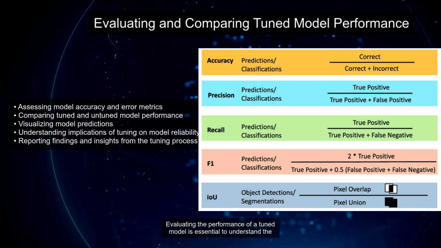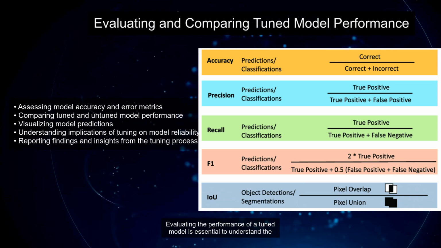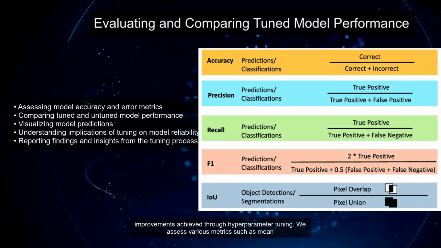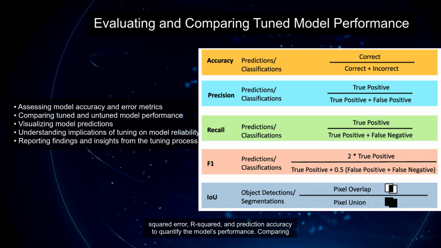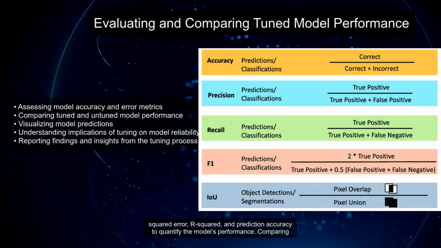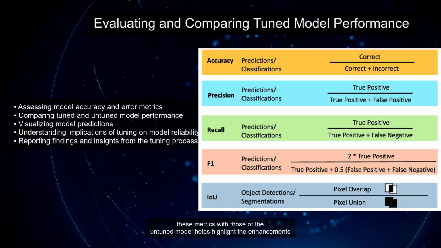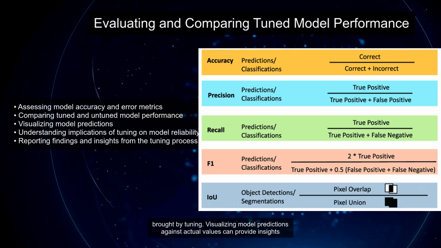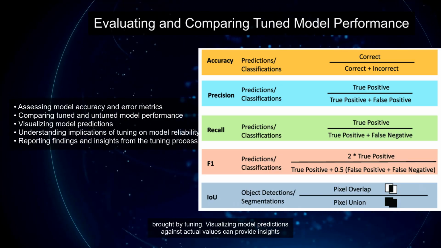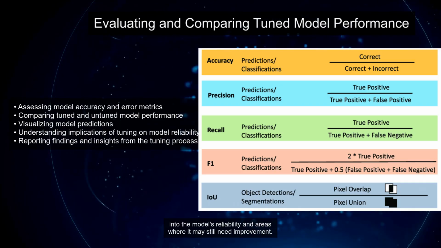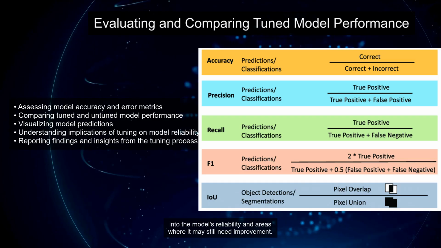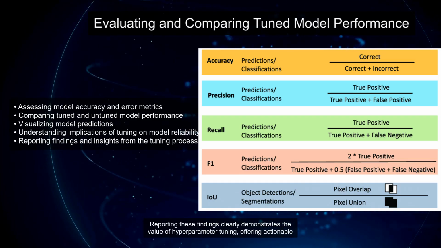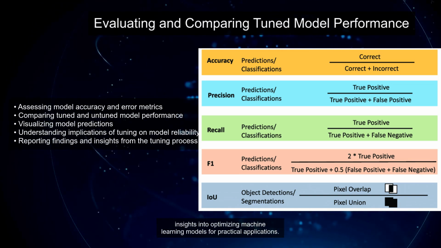Evaluating the performance of a tuned model is essential to understand the improvements achieved through hyperparameter tuning. We assess various metrics such as mean squared error, R-squared, and prediction accuracy to quantify the model's performance. Comparing these metrics with those of the untuned model helps highlight the enhancements brought by tuning. Visualizing model predictions against actual values can provide insights into the model's reliability and areas where it may still need improvement. Reporting these findings clearly demonstrates the value of hyperparameter tuning, offering actionable insights into optimizing machine learning models for practical applications.